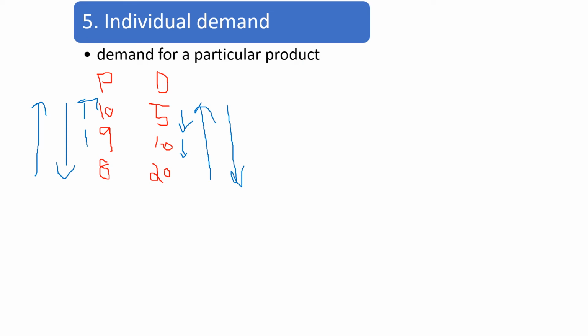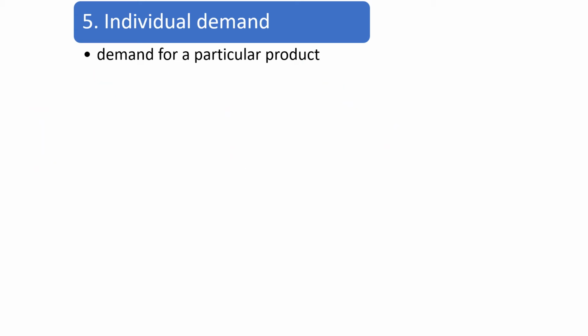Now, if you draw a demand curve for this, what will happen? It will have a downward sloping demand curve. That is why we call it an inverse relationship. It is having an inverse relationship. I hope you are clear with this topic.